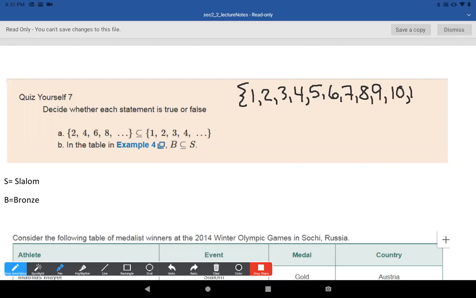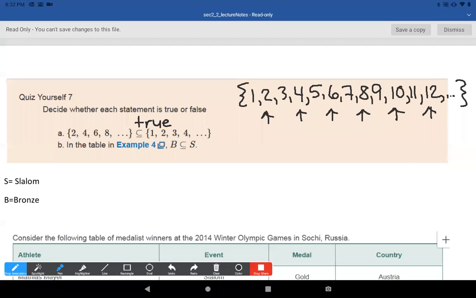And you can see that we are in fact seeing all even counting numbers. So yes, 2, 4, 6, 8, and all even counting numbers, dot, dot, dot, going on forever, is in fact a subset of just the counting numbers, 1, 2, 3, 4, 5, 6, 7, 8, on and on and on forever.